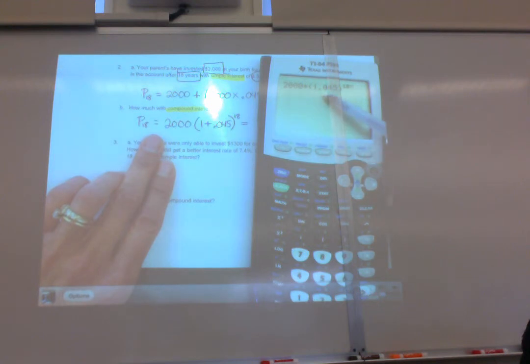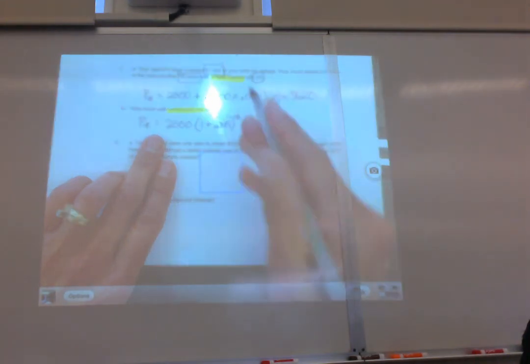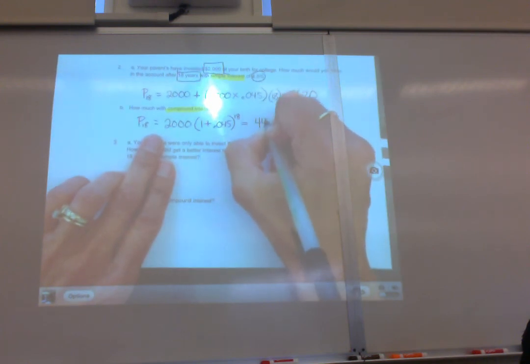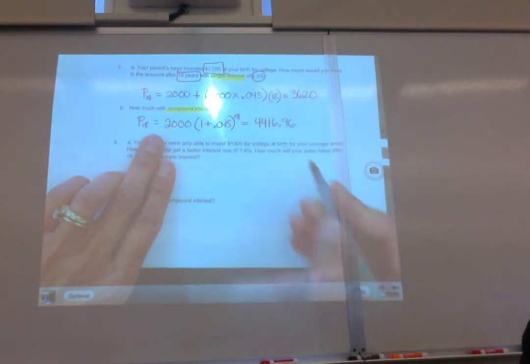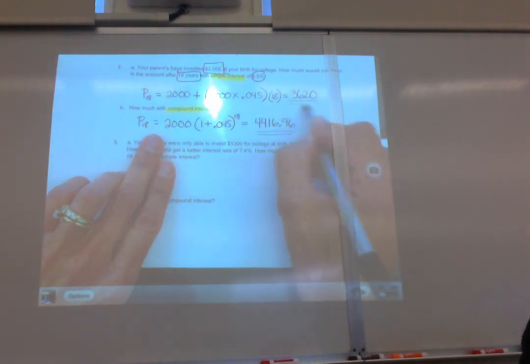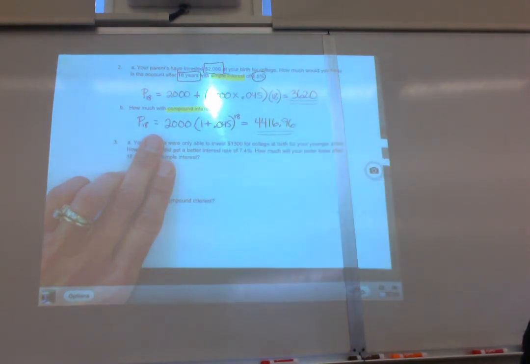Actually, fewer things to put in. You just got to make sure that 18 is up in an exponent. Enter. Woohoo! Why do I woohoo? Because you're happy. Hey, it's more than 3,000. It's a lot more. So over 18 years, that compounding of the interest means you're getting a lot more money.